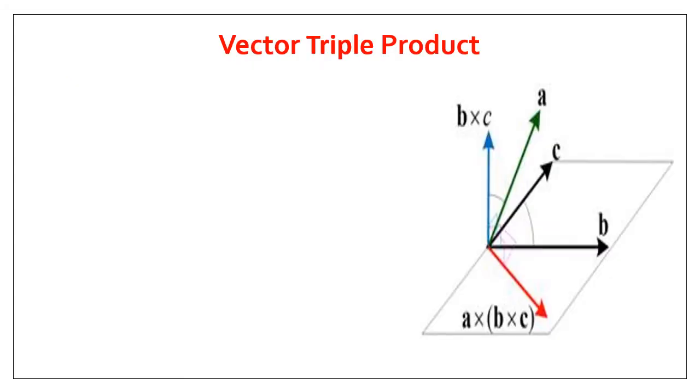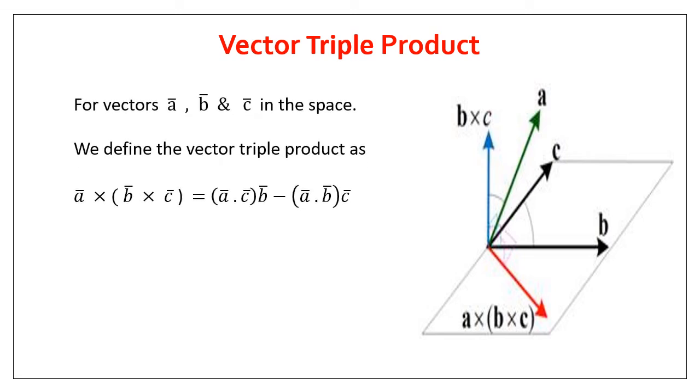Vector triple product. Look at the diagram, student. For vectors A bar, B bar, C bar in space, we define the vector triple product as A bar cross (B bar cross C bar). See, student, B bar cross C bar gives a vector perpendicular to the plane of B bar and C bar. We take a cross product with A bar, which gives A bar cross (B bar cross C bar), which lies in the plane of B bar and C bar.